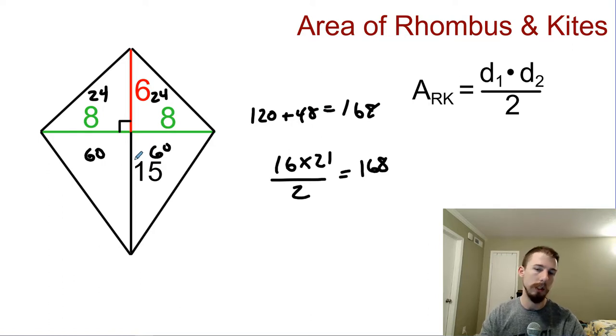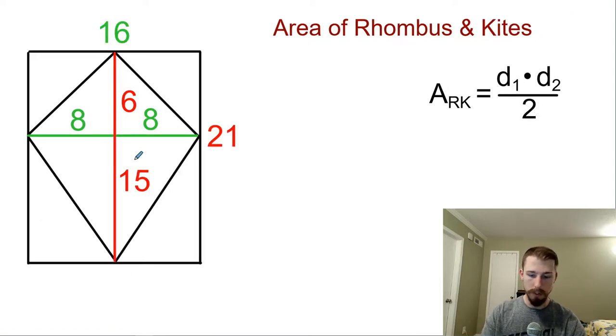So it's kind of cool about this class is I can not just show you the formulas and how to use the formulas, but we can actually intuitively see where the formulas came from. So let me show you this from another perspective. If we do the diagonal of 8 and 8, which is 16, and another diagonal 21, if I just do the diagonal times the diagonal, 16 times 21, that's going to give me the area of the entire rectangle, right? But do I want the area of the entire rectangle? No, I want the area of just the kite.